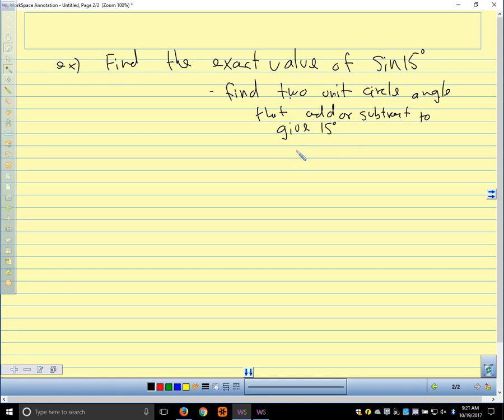And then we're going to use our formula for sine of u plus or minus v. And we'll separate that into sines and cosines of unit circle angles. So what are two nice unit circle angles that add or subtract to give us 15 degrees? 45 and 30. So we're saying that 15 degrees is 45 degrees minus 30 degrees. There are other pairs that will work. I usually try to think of the smallest ones first.